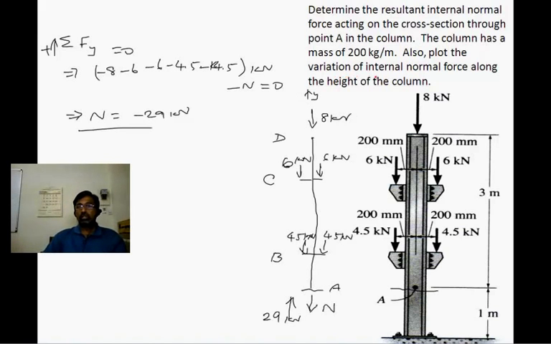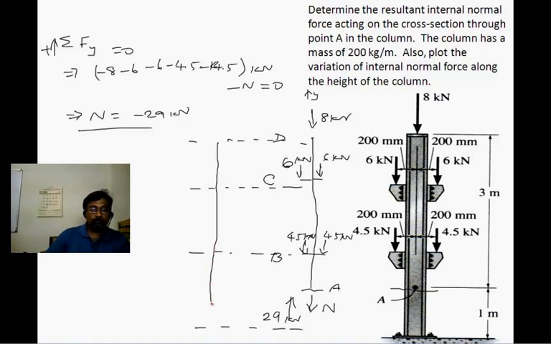Here we are also asked to plot the internal normal force along the height of the column. So let's see how we can plot this. In order to do this, I am just drawing these lines. These lines are drawn mainly because, as you can see, the forces are actually acting at these points, and therefore any change in the internal force will occur after these forces have been applied at various levels. And therefore let's draw the internal force diagram here.